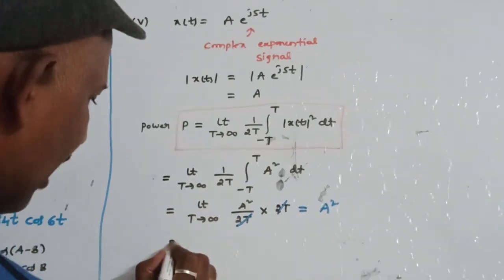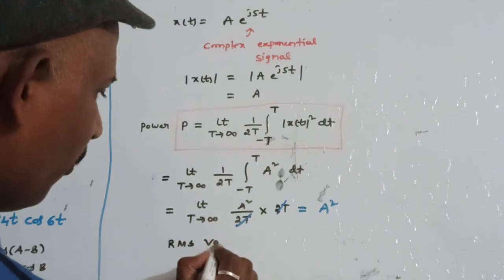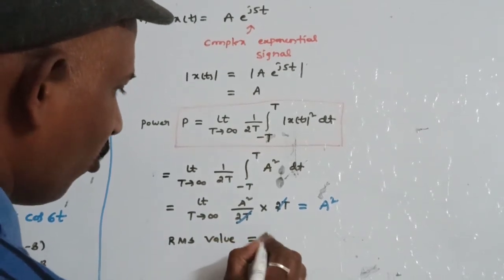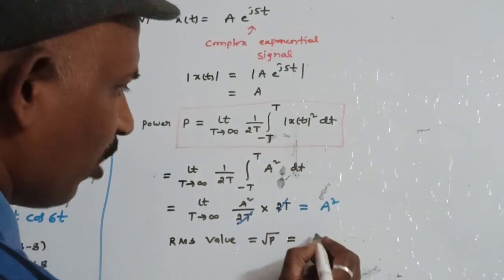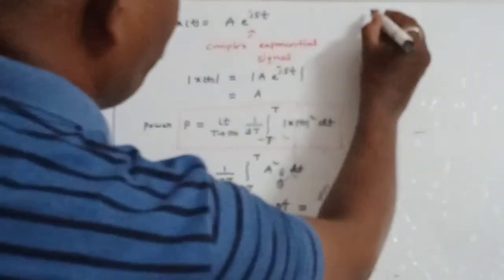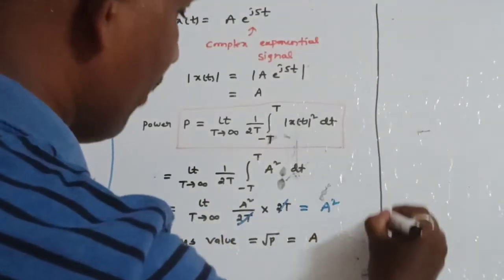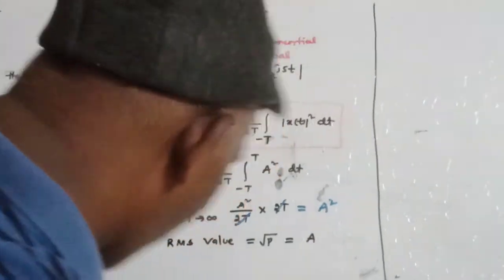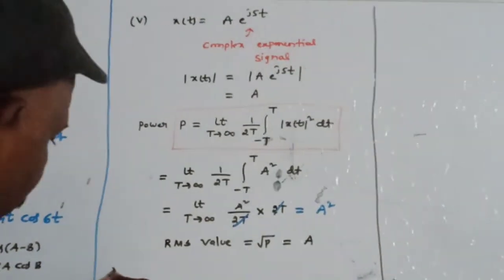So what is the RMS value? We have to take the square root of power. If you take the square root of A square, it will come as A. Remember this model.